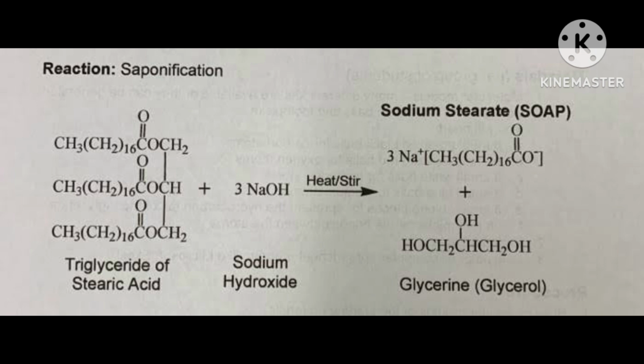COO C17H35 is attached. With the first carbon CH2, COO R. Ester means what? COO R should be there. One CH2 will be treated as an R, and the other alkyl will be C17H35, and COO will be in the middle. That is called RCOOR ester.